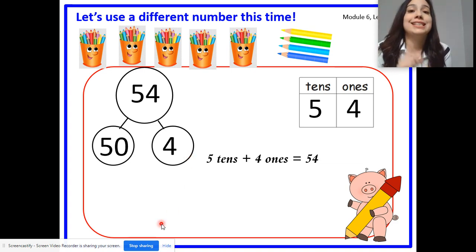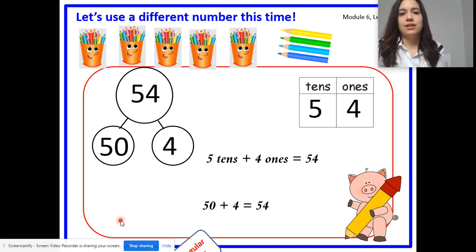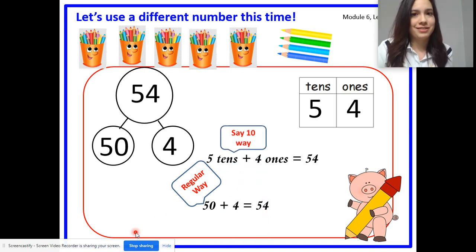So now we're going to say the number sentence the regular way using these numbers right here. We're going to start with 50. Let's say it together. Get ready? 50 plus 4 equals 54. Awesome. Now we're going to write it. Press pause and then press play when you're ready to go to the next problem. Awesome. So just remember, this is the regular way. This is the say 10 way.